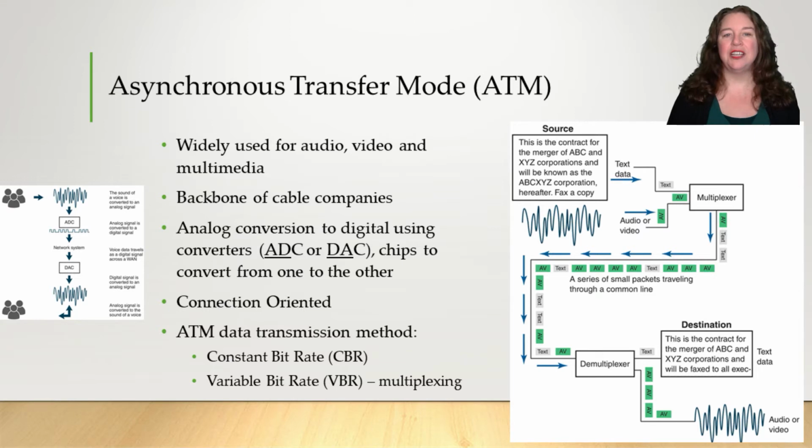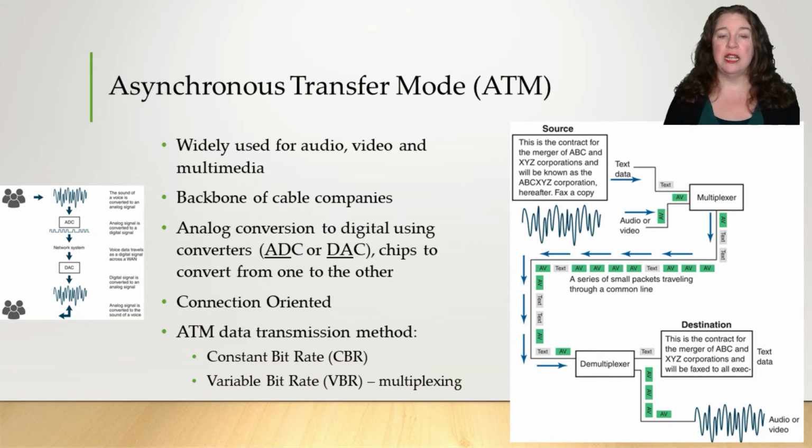ATM is connection oriented. It is not connectionless. It makes a connection, so there is a connection that goes between 2 points when you're using ATM. When you're using ATM, you can use either a constant bit rate or a variable bit rate, CBR and VBR. If you use a variable bit rate, you are going to be using multiplexing.